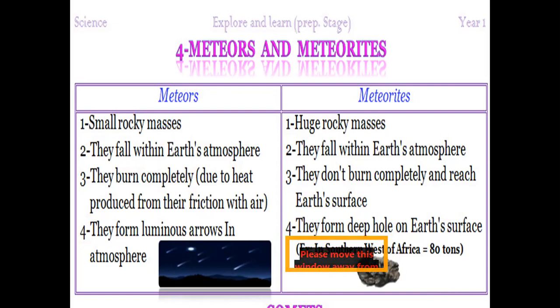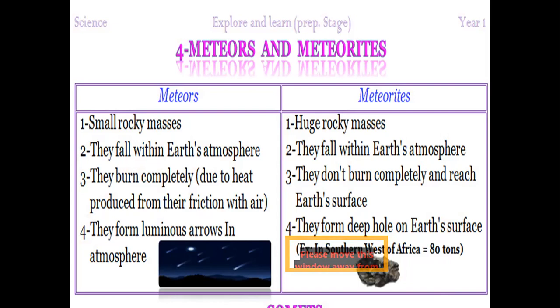So the meteors burn completely before reaching the earth due to the friction between the air molecules and the meteors. But the meteorites don't burn completely and reach the earth's surface, and this is the problem. Finally, the meteors form luminous arrows in the atmosphere, like shooting stars, as I told you. But the meteorites form a deep hole on the earth's surface.